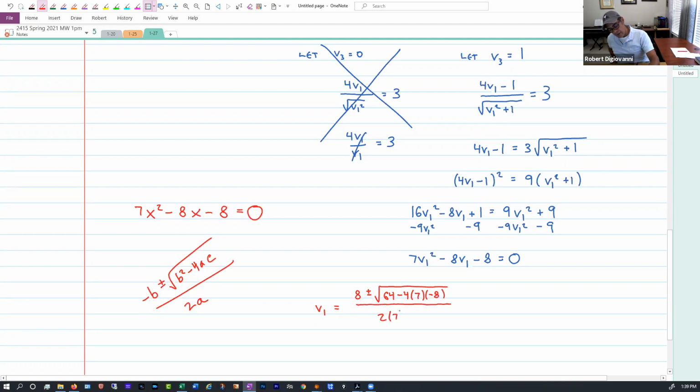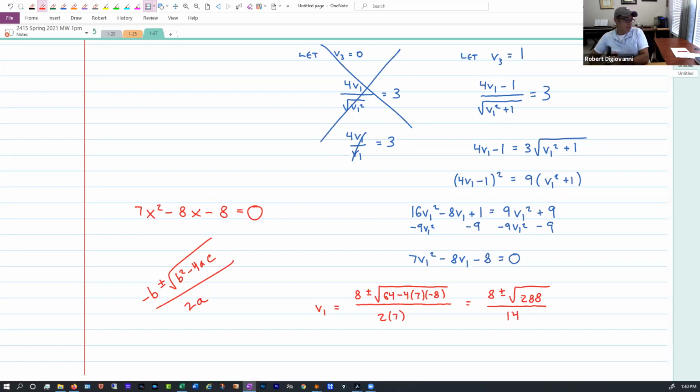2 times 7. I'm just going to get on my calculator and crank an answer out here real quick. So 64 plus 4 times 7 times 8. So I'm getting 8 plus or minus the square root of 288 over 14. There we go.